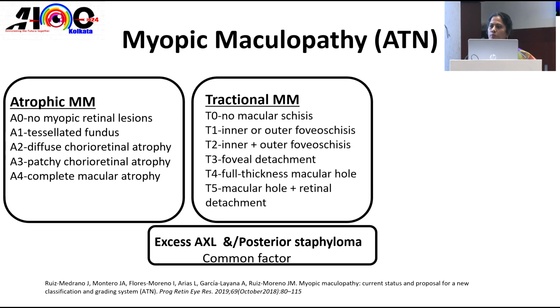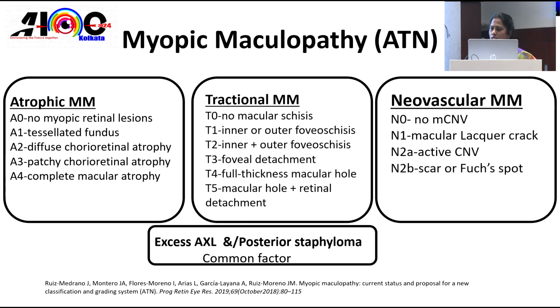So T0 means there is no macular schisis. T1 is you have inner and the outer schisis. I'm talking about the foveal schisis here. T2 means inner and the outer foveal schisis. And T3 is foveal detachment. T4 is a full thickness macular hole. T5 is a macular hole with a retinal detachment.